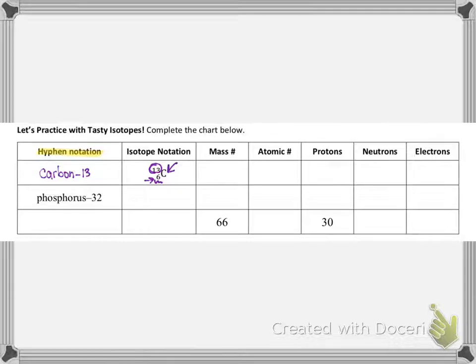So now, it's easy enough to fill out the rest of the chart. The mass number, of course, is given to you in either of the notations. They have to give you the mass number because that's the unknown quantity for an isotope. Carbon-13, of course, has a mass of 13. Now, the atomic number in isotope notation was given to you. That was the number at the bottom, so it is 6. And of course, atomic number is defined to be the number of protons. So if you know one, you know the other.